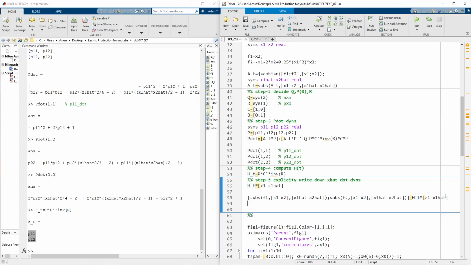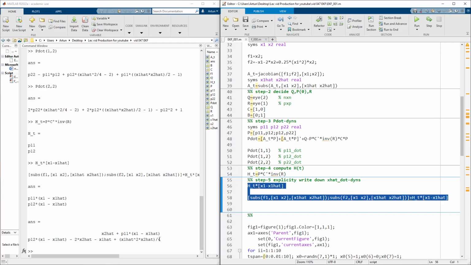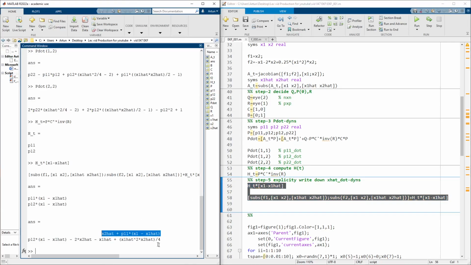And this is the second term on the right hand side of that x hat dynamics. All right, so let's run it. For example, this is x1 hat and this is x2 hat. All right, and we are going to literally just copy this term and paste it in the function section of our ODE45 simulation that we are going to do now.